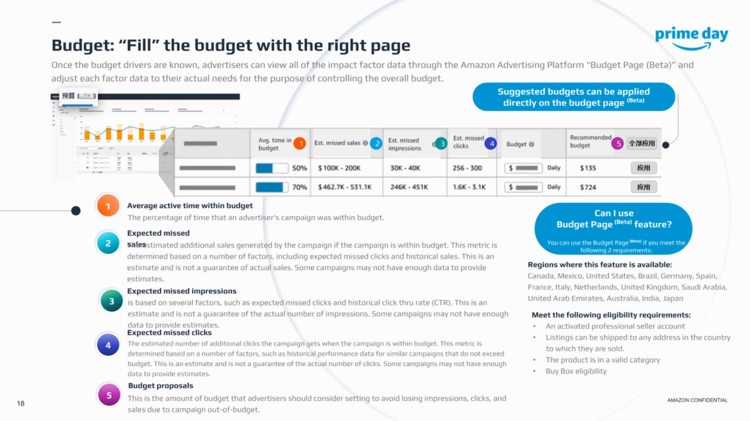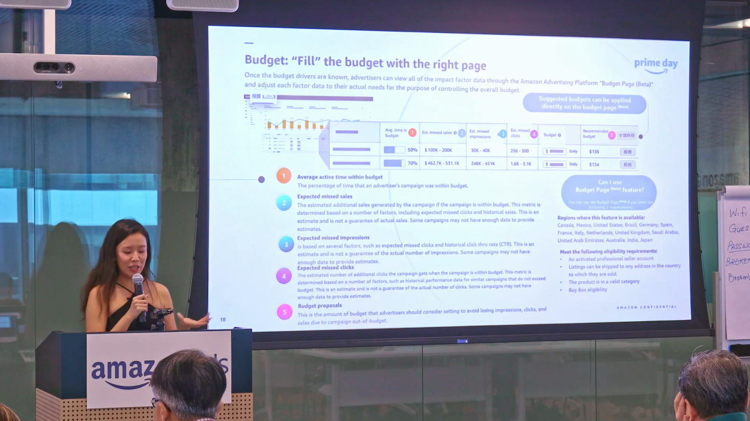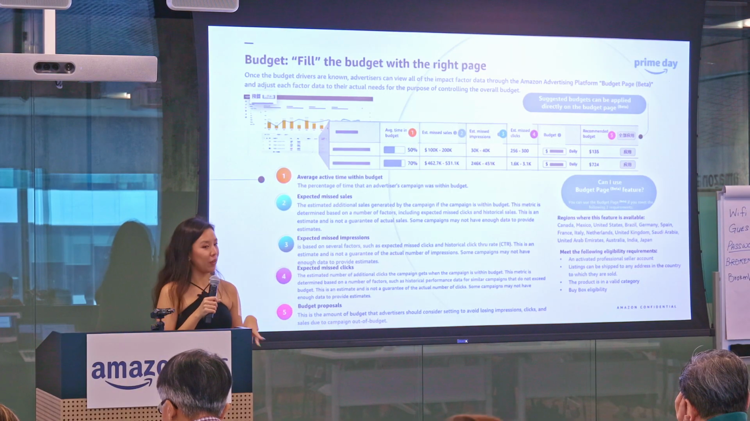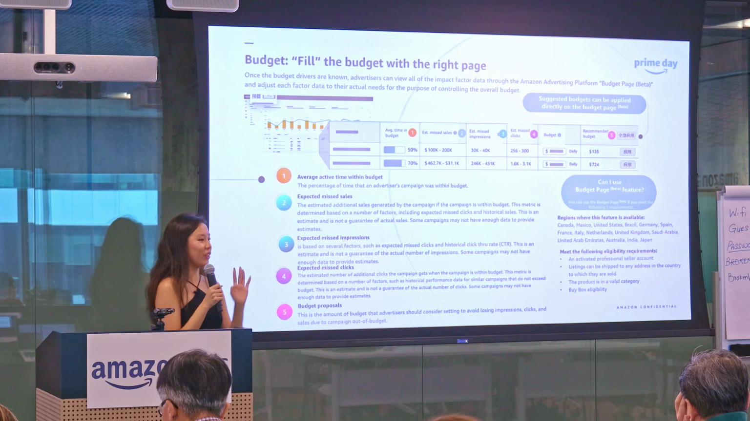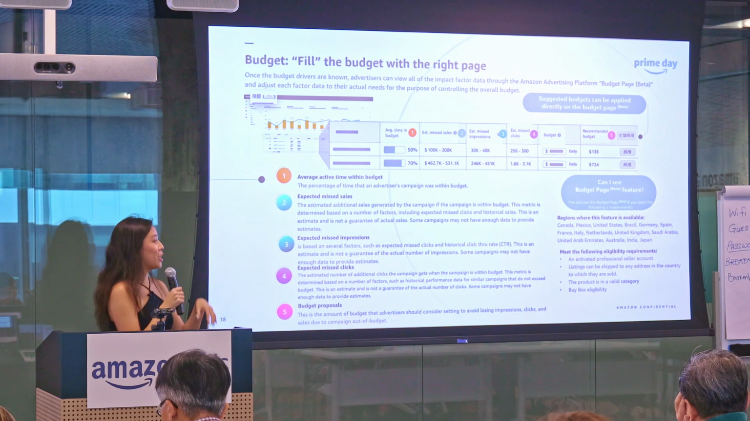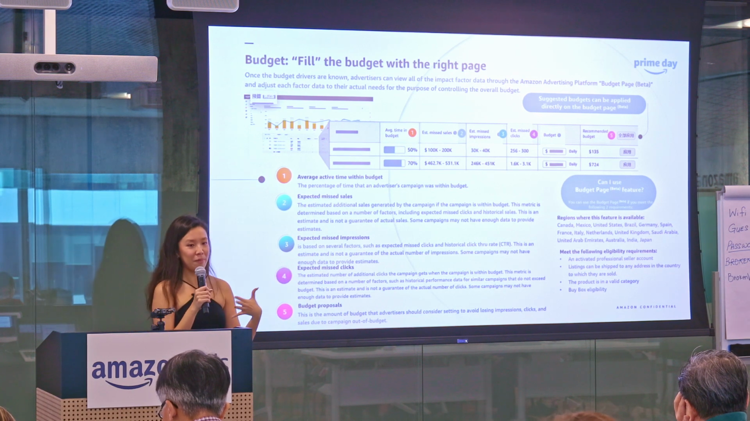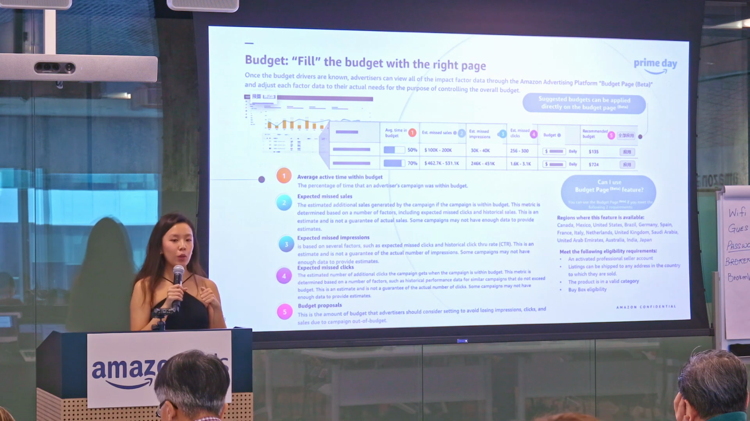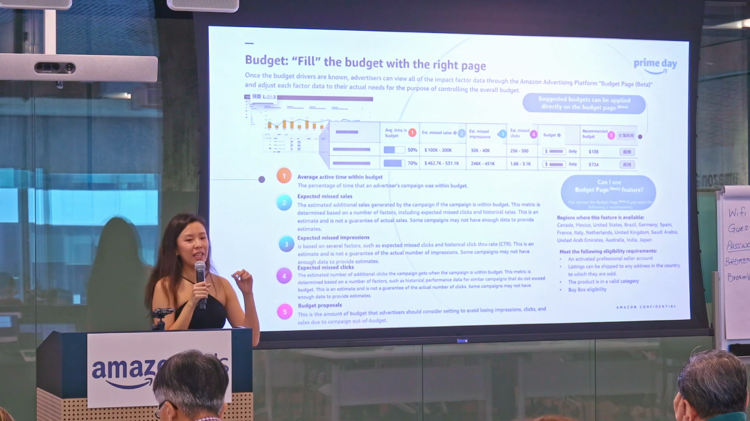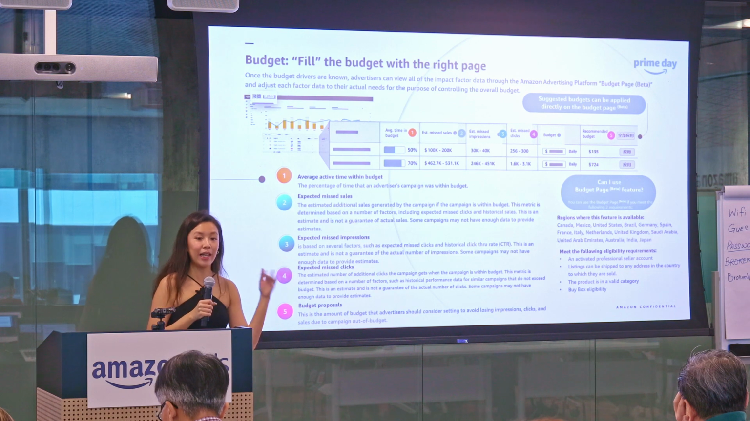It gives you quite a bit of information in terms of estimated missed sales, missed impressions, missed clicks, and of course a recommended budget from Amazon. But a lot of sellers always ask me, should I just implement the recommended budget from Amazon? Not necessarily, because sometimes Amazon automatically recommends a really high budget. So I would say definitely start slowly increasing bit by bit leading up towards Prime Day.